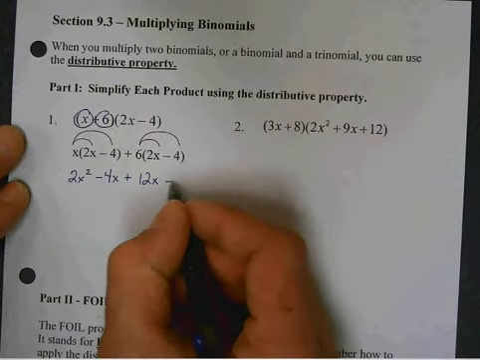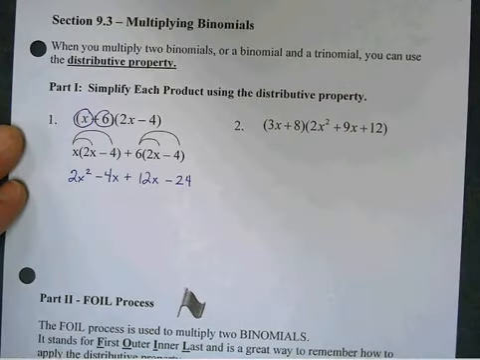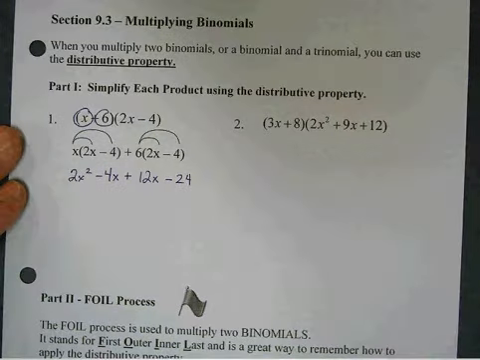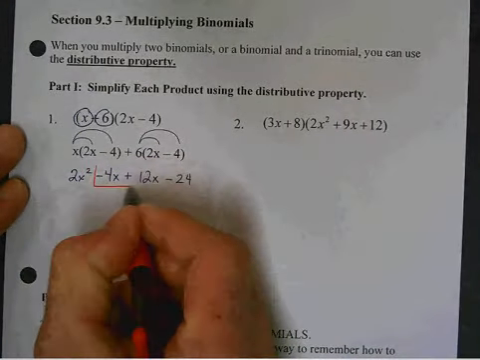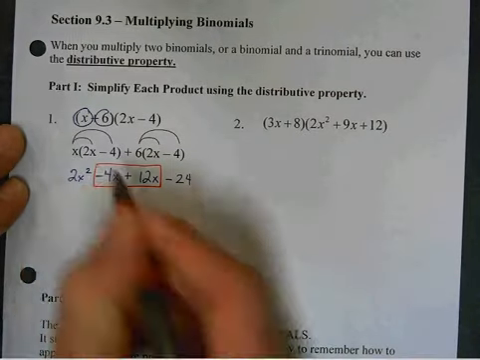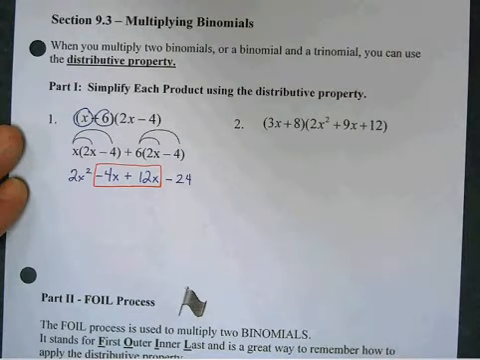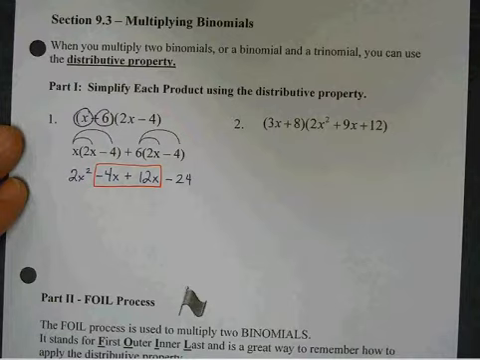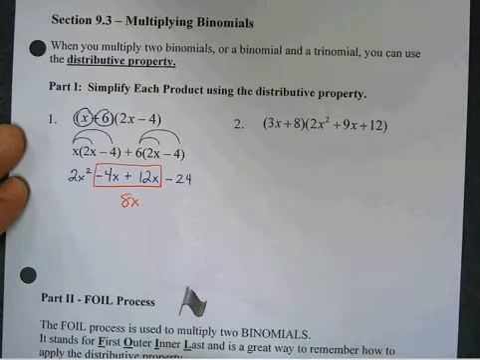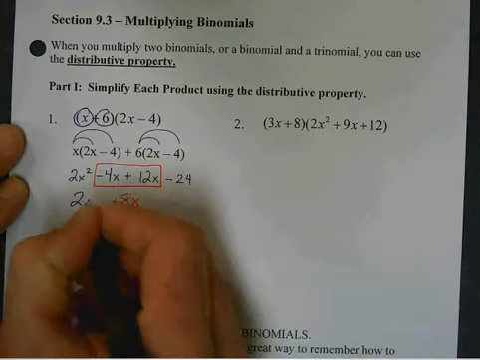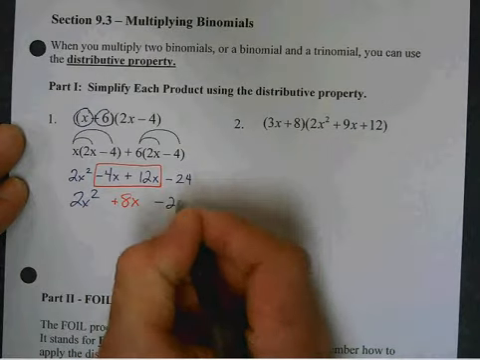Negative 24. Now most times when we're multiplying binomials, you are going to see the middle 2 terms are going to be very similar. In this case, minus 4x and plus 12x. What do those combine to? Positive 8x or negative 8x? Positive. So, those are there. Our 2x squared is in the front, and our minus 24 is at the back.